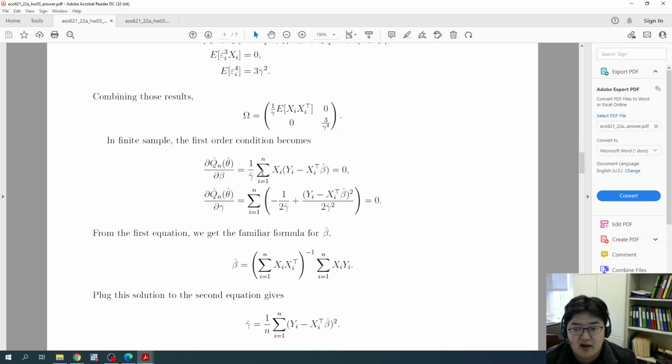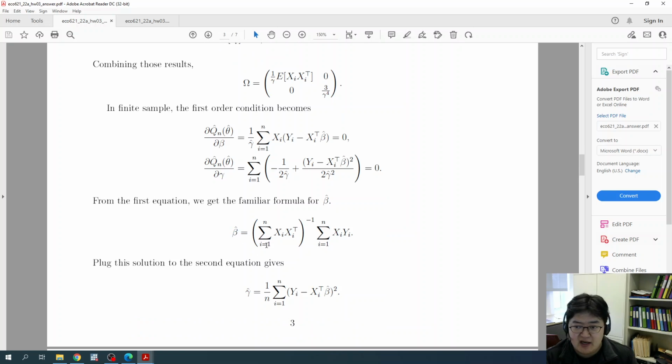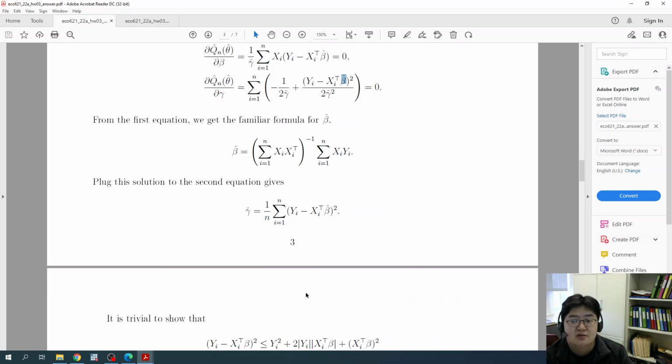Then you can calculate. This is identical to the least squares first order condition. So this condition is equivalent to the least squares first order condition. So you get beta here, and using this beta and plugging that into here, then you can obtain gamma, the estimator for gamma. Then you get this.